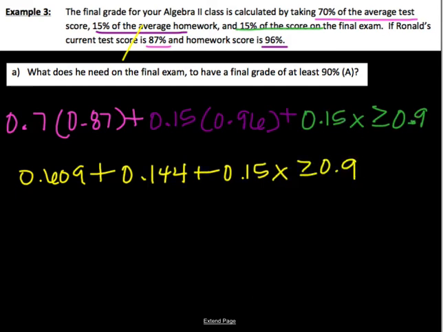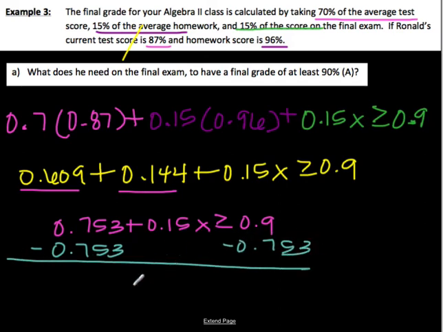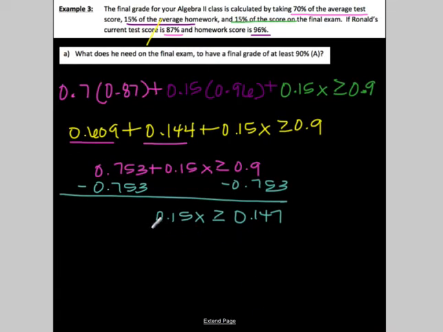Now I'm going to go ahead and combine my like terms. So if I add these two together, I will get 0.753 plus 0.15x is greater than or equal to 0.9. So now I subtract 0.753 from both sides because I'm solving for x. So I have 0.15x is greater than or equal to 0.147. You subtract those. Now I'm going to divide both sides by 0.15.